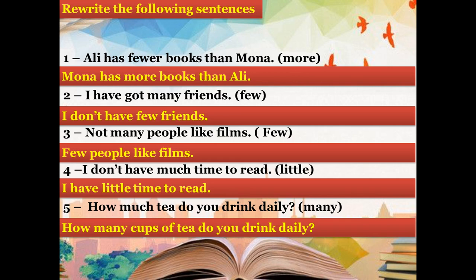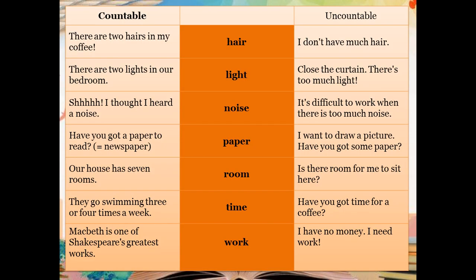Okay, good. I think now you are ready to use the quantifiers in the right way. But before I leave you, I need just to draw your attention to some words that can be used as countable or uncountable, according to the context or the meaning of the sentence, like the word hair, and we all know the meaning of the word hair. But if we need to say there are 2 hairs in my coffee, in this situation we can use the word hair as a countable noun, and we can use 2 hairs. But if we are talking about the hair in general, I don't have much hair.